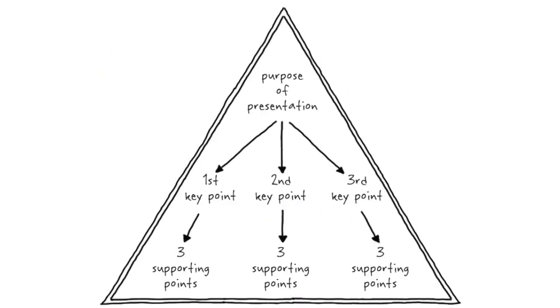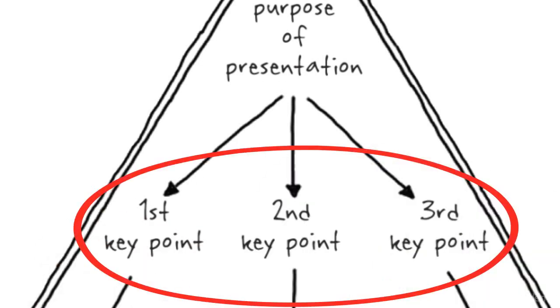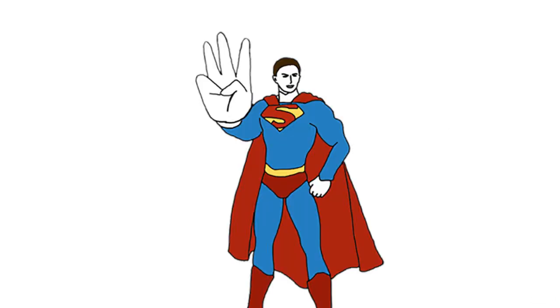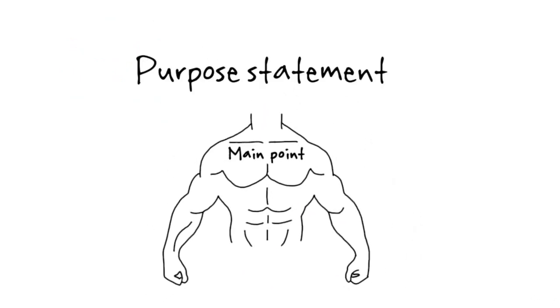The second part of your presentation pyramid is to list just the 3 main points to support your purpose statement. If you have more than 3 main points, stop and cut to 3. But what's the main point? It could be anything as long as it supports your purpose statement.